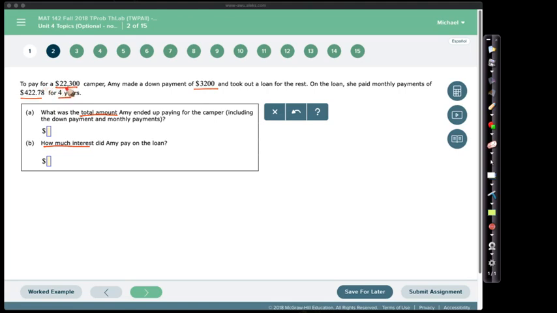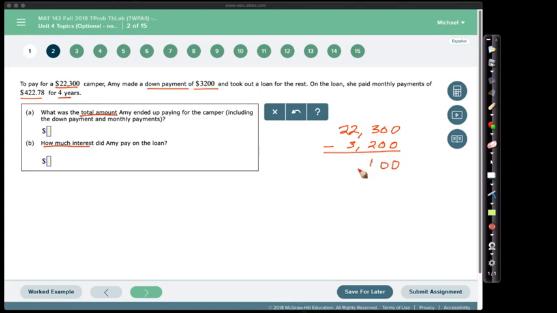So what do we got? We've got a 22,300 camper. She's got a down payment. The 3,200 down payment is money out of her pocket, her checking account, to reduce the price, or reduce the loan amount. So the camper costs 22,300, and we're going to take away the down payment, and that will give us the balance of the loan that she needs to pay back. This is how much she's going to borrow.